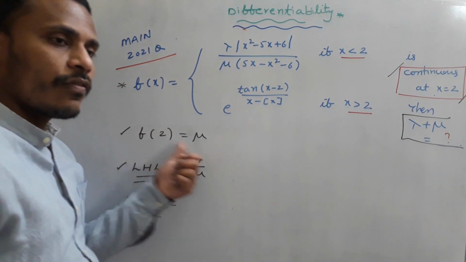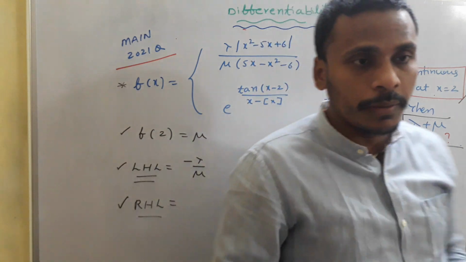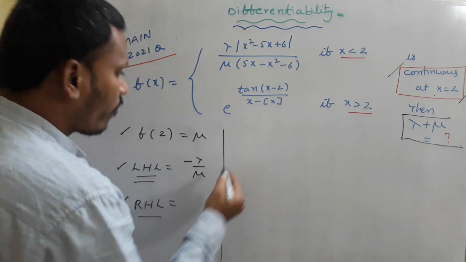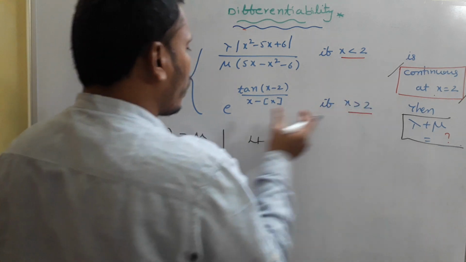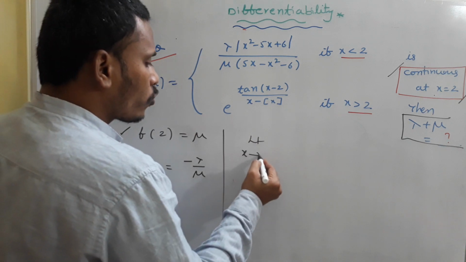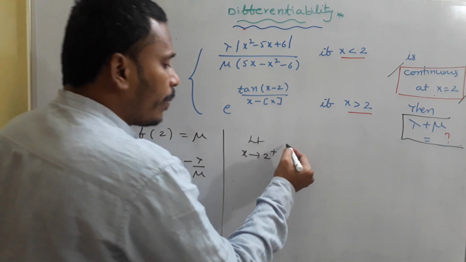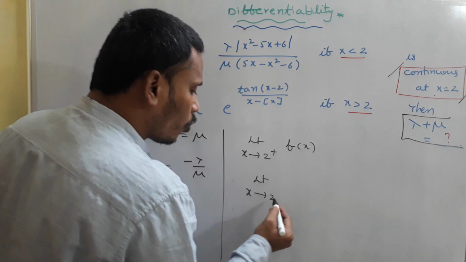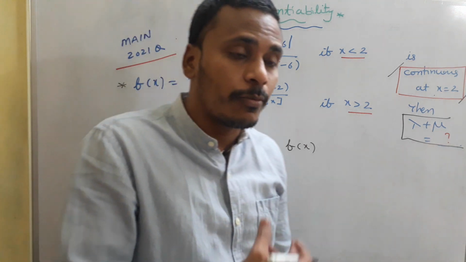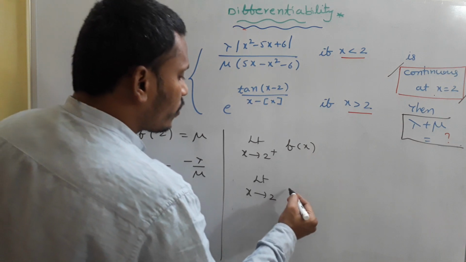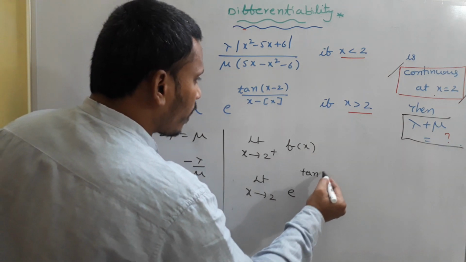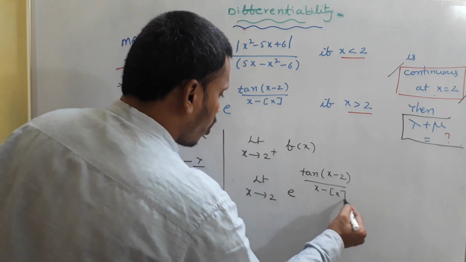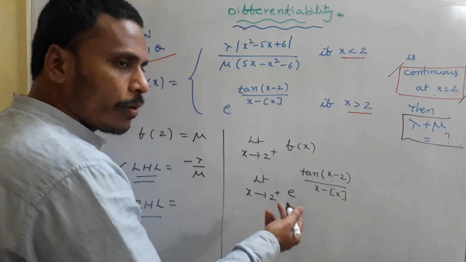So after having the functional value as mu, left hand limit as minus lambda by mu, my task is to find the right hand limit. Okay, so what is this right hand limit? For the right hand limit, we need to use this definition, if x is greater than 2, so this is the definition of f of x. As we are calculating the right hand limit, limit x tending to 2 plus f of x, we need to calculate. Which in turn is nothing but limit x tending to 2. Since x is tending to 2 plus, x is more than 2, so use this definition, and this definition is e power tan of x minus 2 divided by x minus step x. Okay, and that too x is tending to 2 plus.